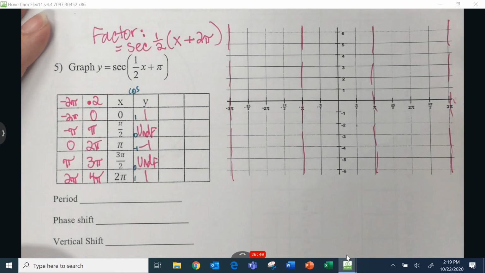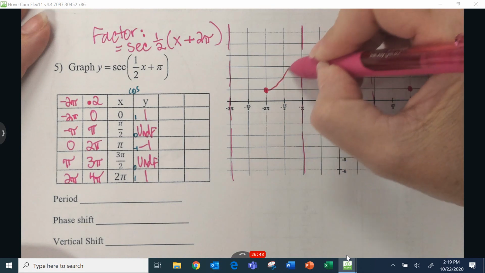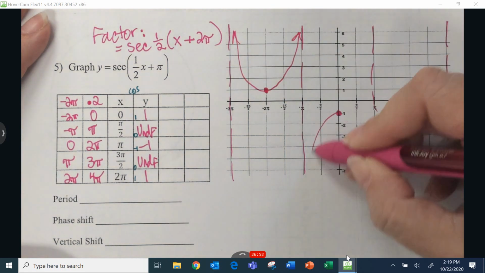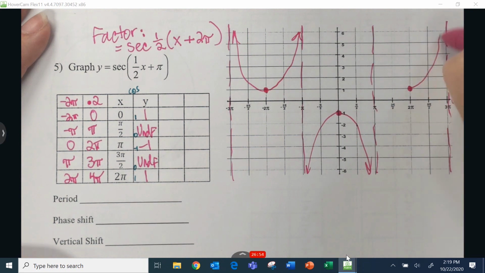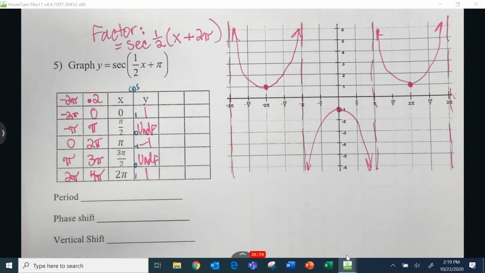At negative 2, it's 1. At 0, it's negative 1. At 2 pi, it's 1. And the point that is higher will open up. The point that is lower will open down. And so we have a graph.